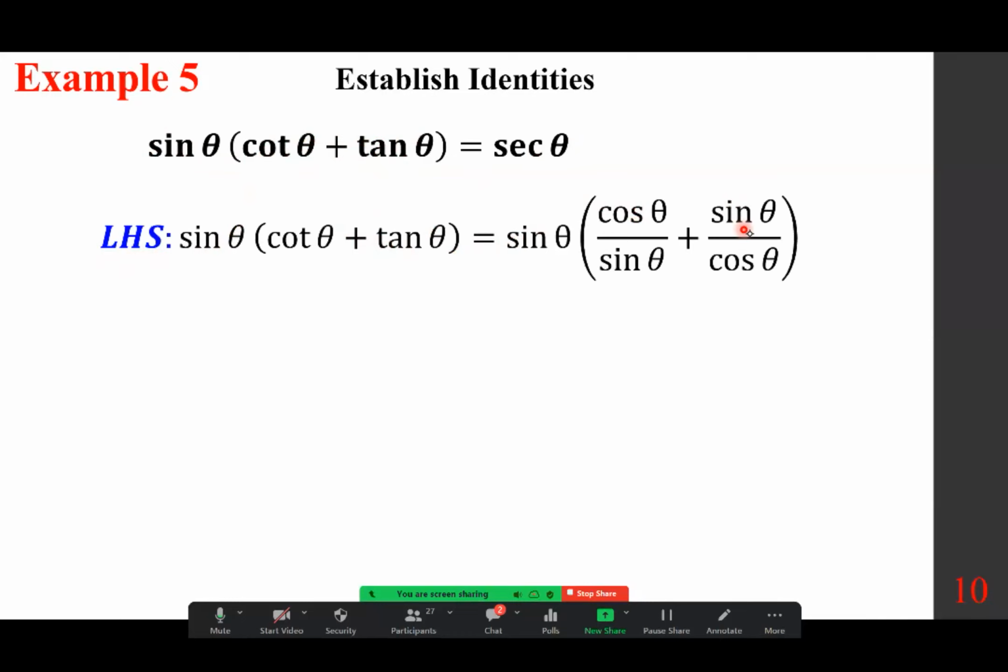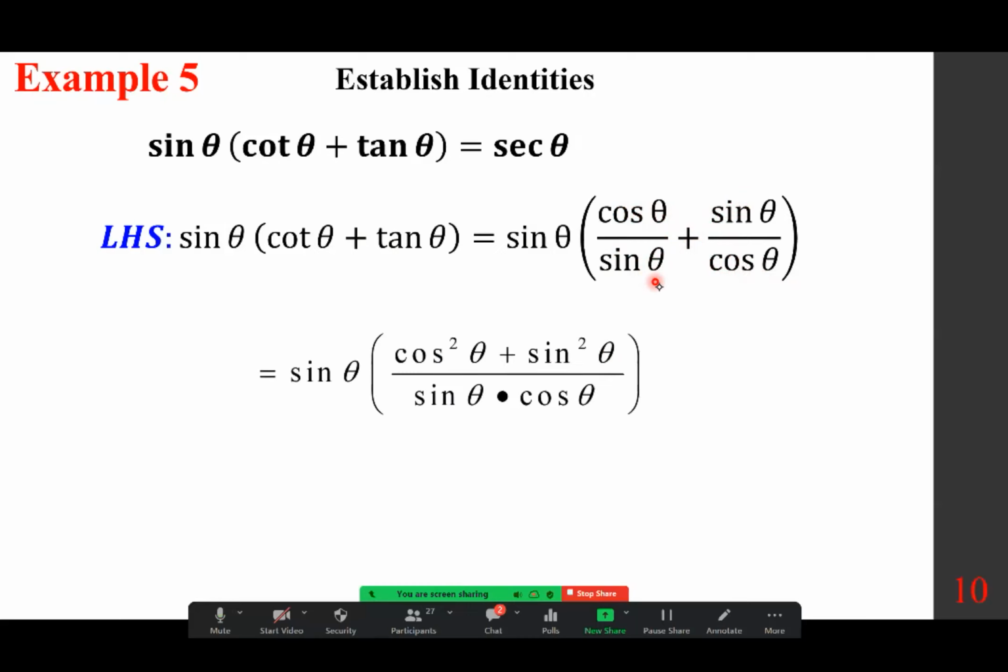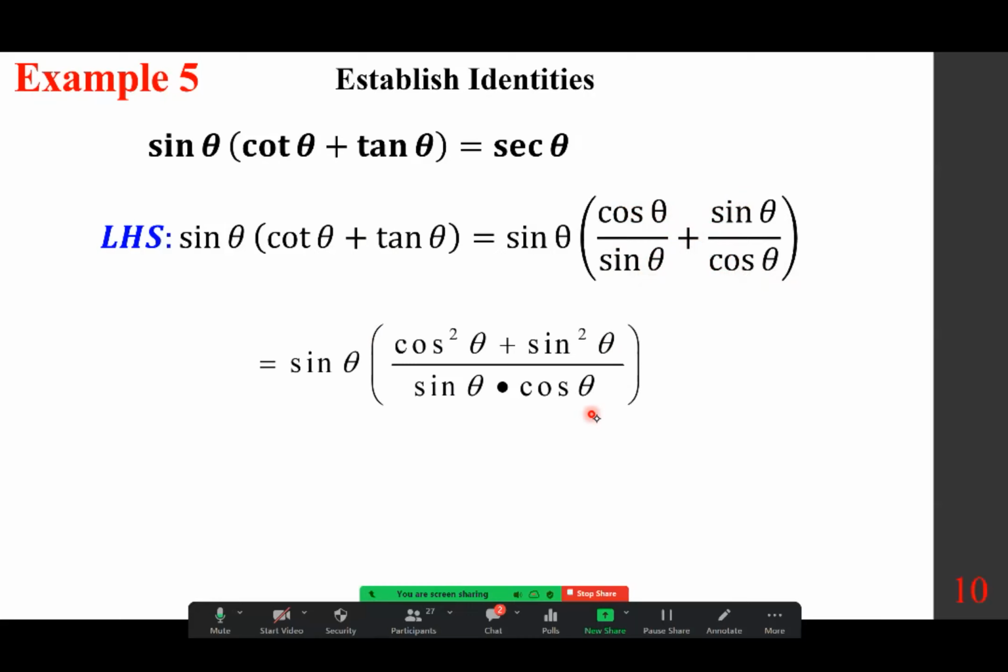And now all we have to do, look at the parentheses, take a common denominator of sine theta, cosine theta. And I'm going to assume by now we know how to easily add up two fractions. So we want to add these two fractions, everybody. The LCD is sine cosine. So this one becomes cosine times cosine, which is cosine squared, plus sine times sine or sine squared. So the parentheses changes to this new one by simply taking the LCD sine theta cosine theta. Pythagorean identity, the numerator is 1.